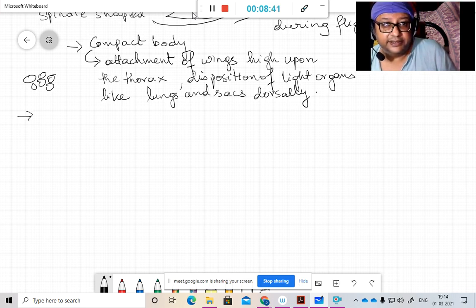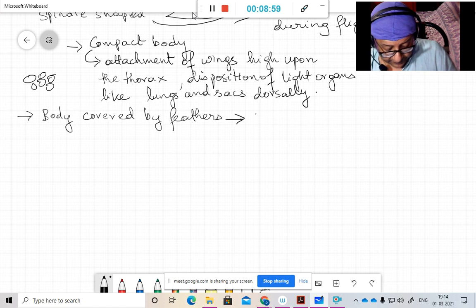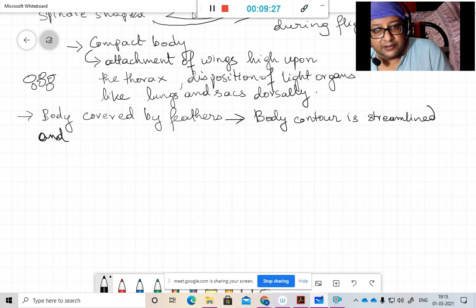Next is body covered by feathers. Because of the presence of feathers, the body contour is streamlined and smooth.